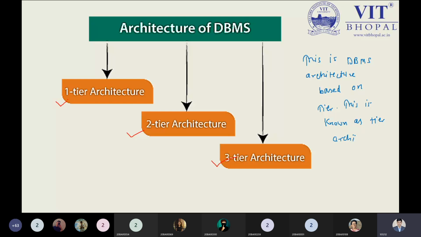So please keep in mind, in the examination, if I ask actual tier architecture, then you people are required to write this one. You have to explain one tier, two tier, three tier architecture. But in the examination, if I'm asking the system architecture, then you have to explain the system architecture. That is different. You have to keep in mind properly. Okay, so with these words, let us start the architecture of a database management system. First we have the one tier architecture, next the two tier, and next the three tier architecture.